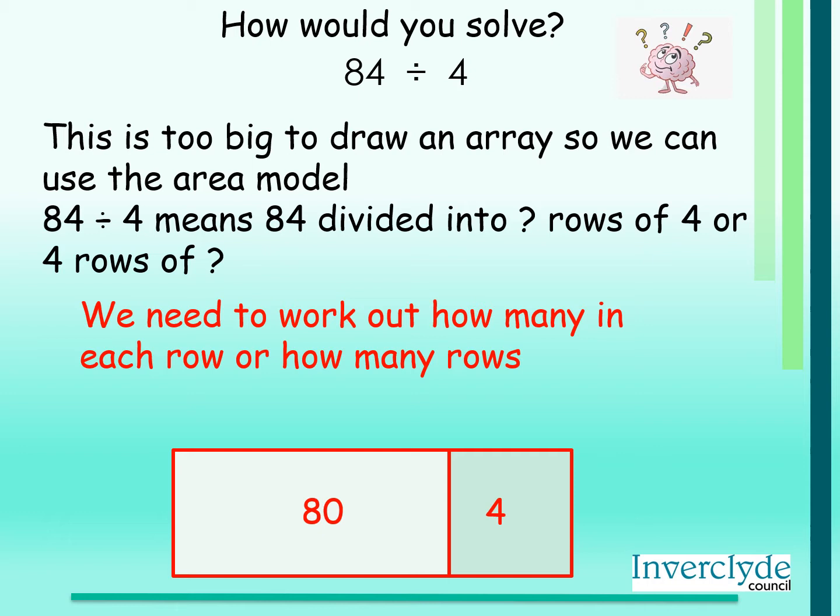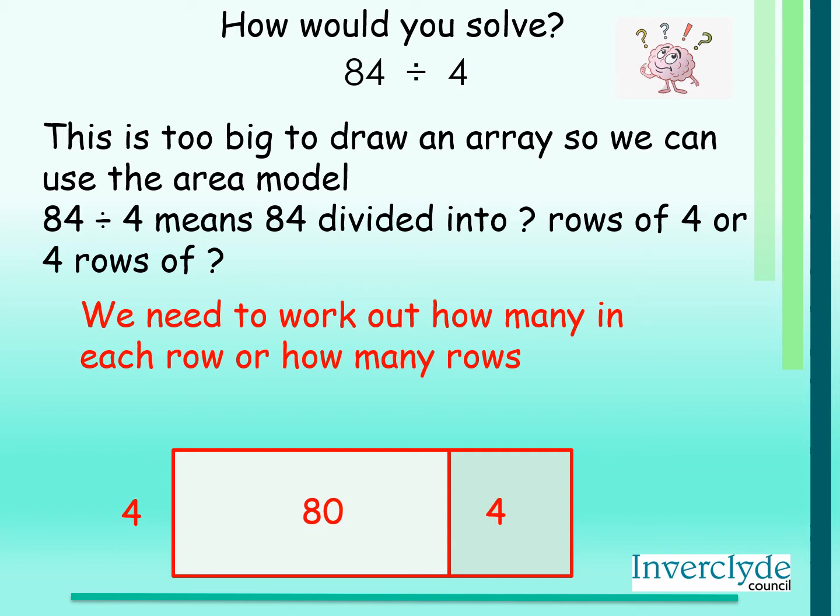84 can be divided into, or partitioned into, 80 and 4. We can see that 84 is the whole and it's been partitioned here. We're going to divide by 4. We call that the divisor, the number that we are dividing by. We're trying to calculate 80 divided by 4 and then 4 divided by 4.